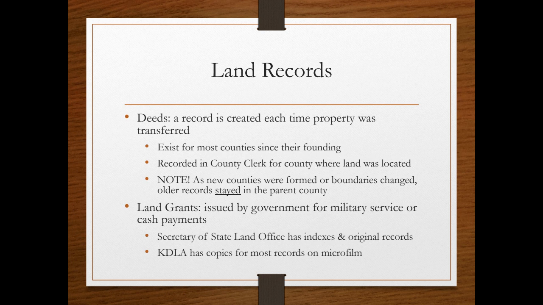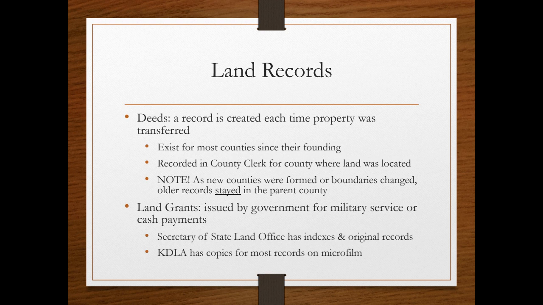Some people have this idea that deeds perpetuate and continue, and you can just search and see what properties are in somebody's name. It's not really that easy. To actually locate a deed, you need to know when the land was purchased or sold, because that's when the recording of the document was done. But deeds are actually pretty good to search because they exist for most counties since they were founded. And these are recorded in the county clerk's office for the county where the land was located.